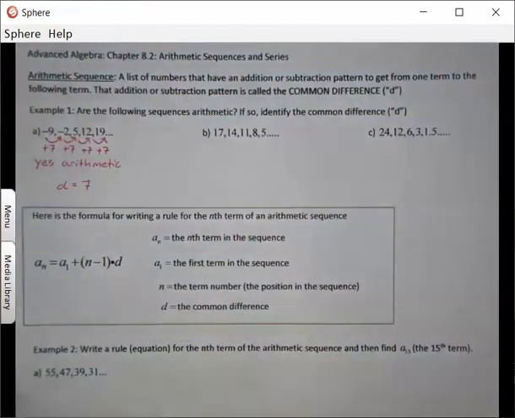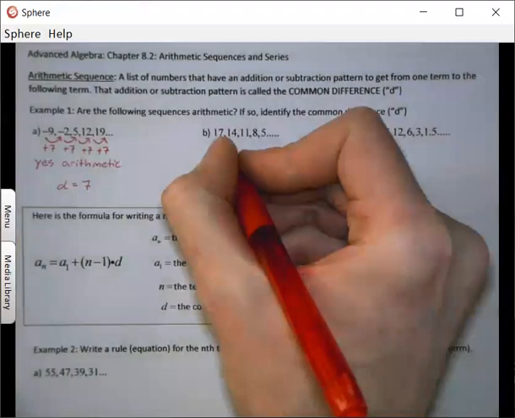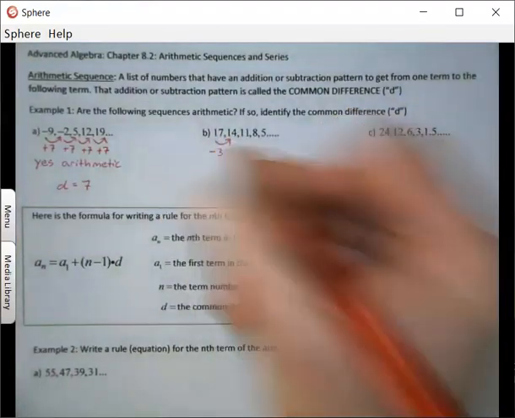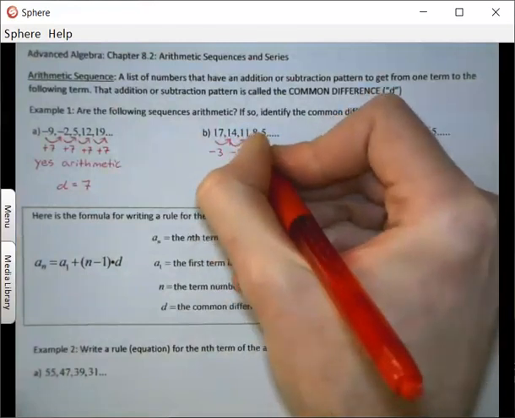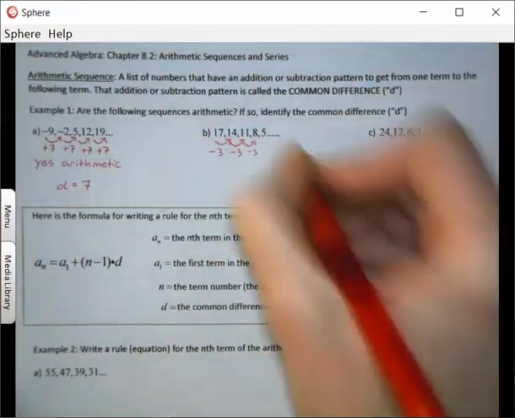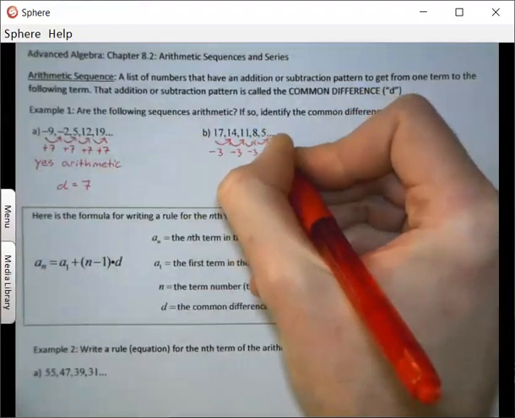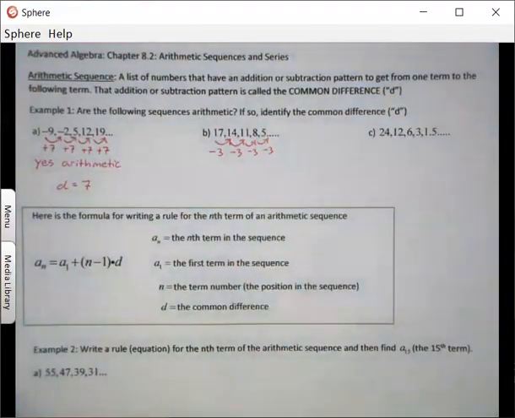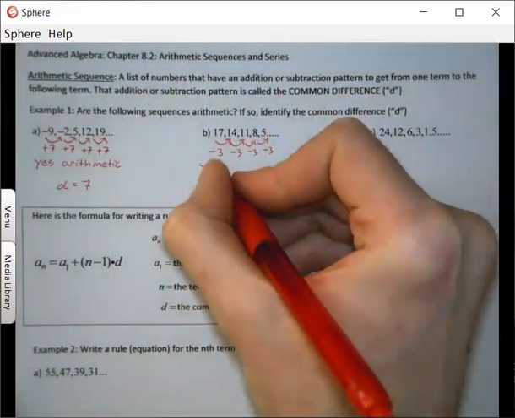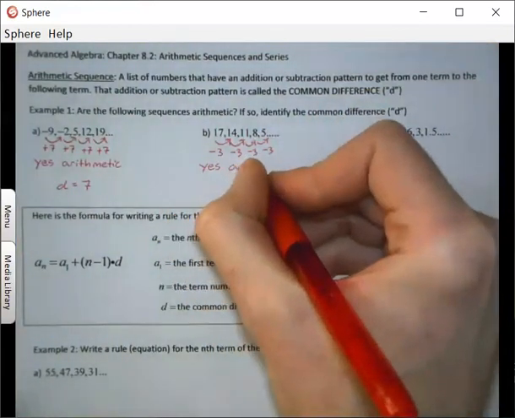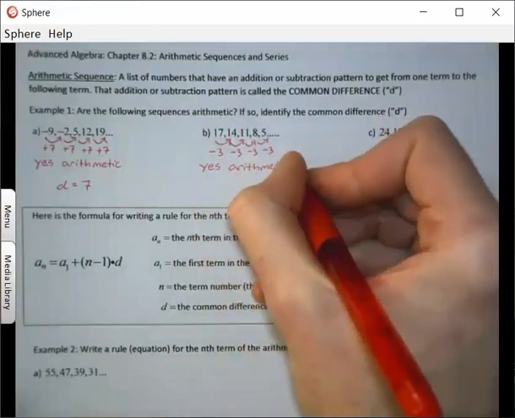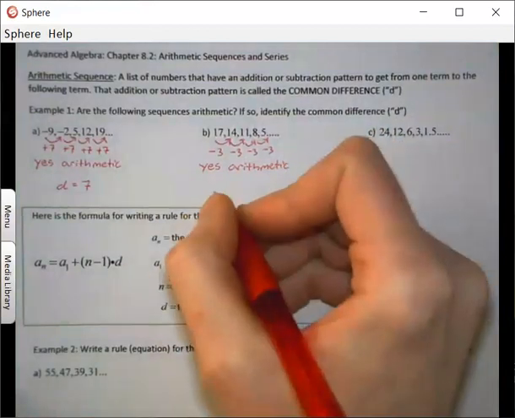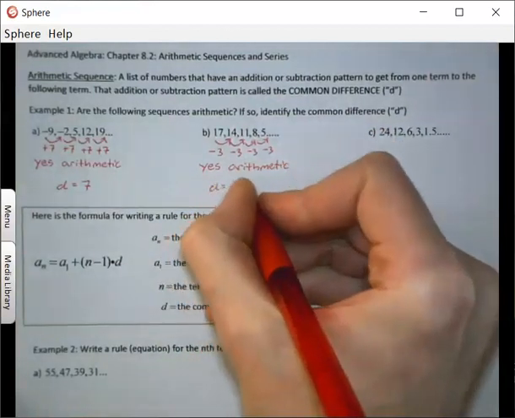For B, 17 take away 3 is 14. Take away 3 is 11. Take away 3 more is 8. Take away 3 more is 5. So yes, this is arithmetic. And our common difference is -3.